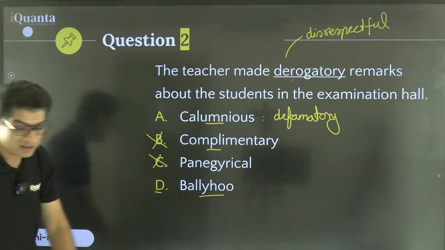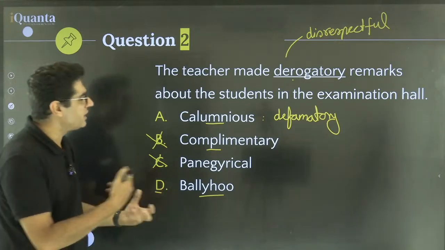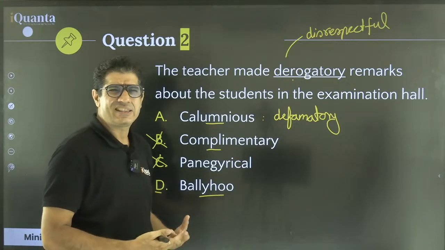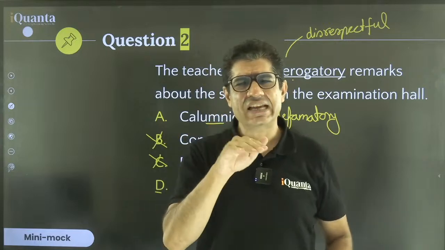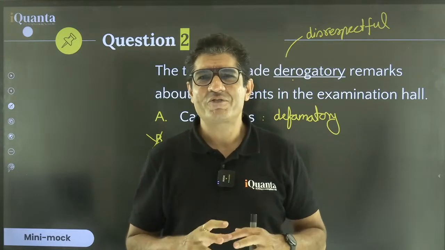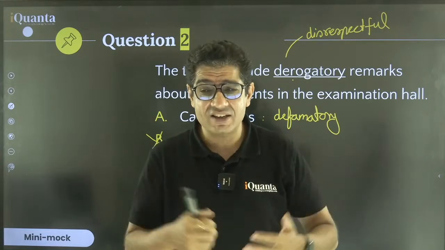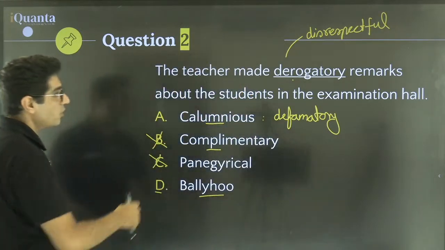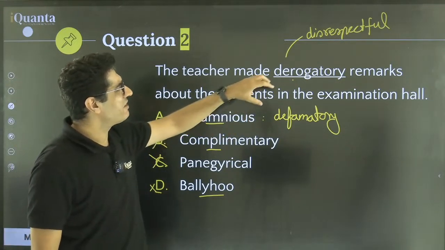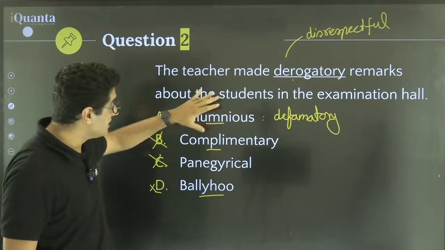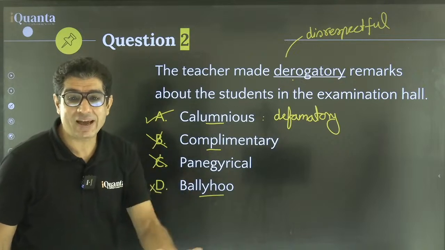What is B? Ballyhoo basically means a lot of noise and activity, and that has no real purpose behind it. You've seen these young children who study in 2nd standard, 3rd standard, if their class teacher leaves that class unattended, the kind of ruckus that they create, that's ballyhoo. So not related to derogatory. So I think calumnious is not exactly a very close synonym, but given these answer choices, A is going to be the best option for us.